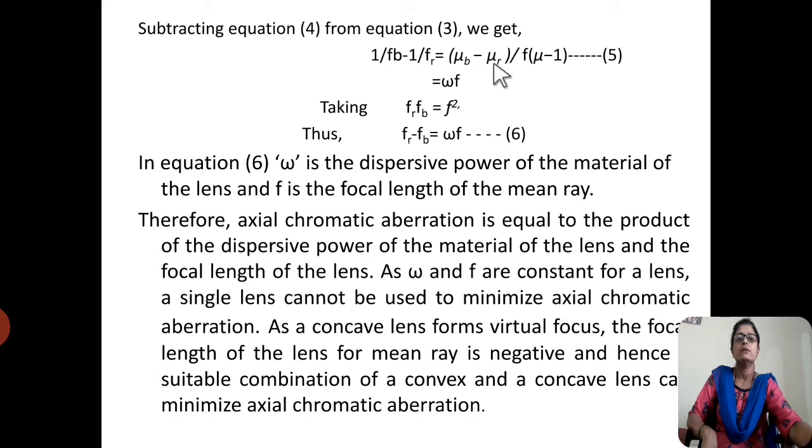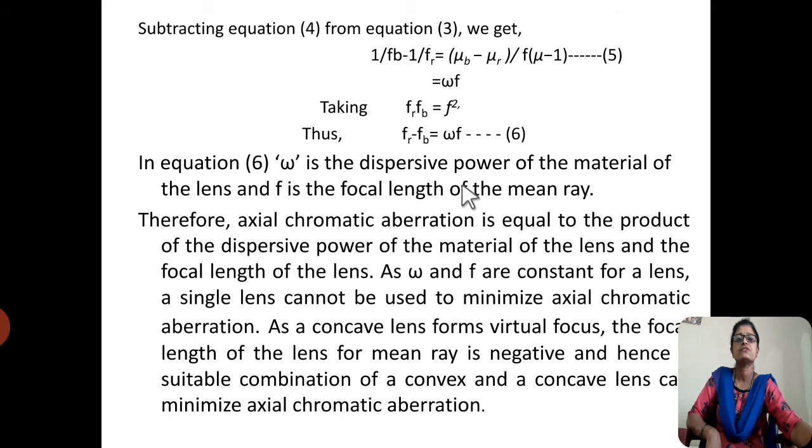Here, (mu b minus mu r) divided by (mu minus 1) is nothing but the dispersive power, which is the ratio of the angular dispersion to the mean deviation. Also, we take fr into fb is equal to f square. After simplifying this equation, (fr minus fb) divided by (fb into fr) is equal to omega into f. Therefore, fr minus fb is equal to omega into f.